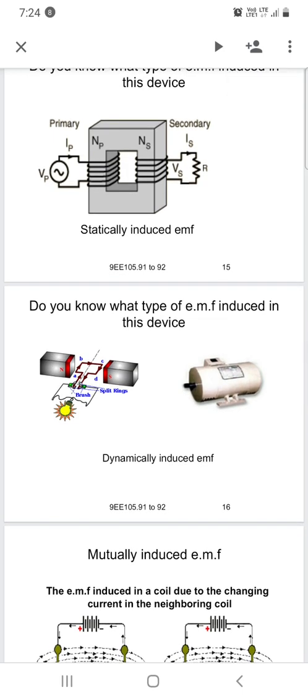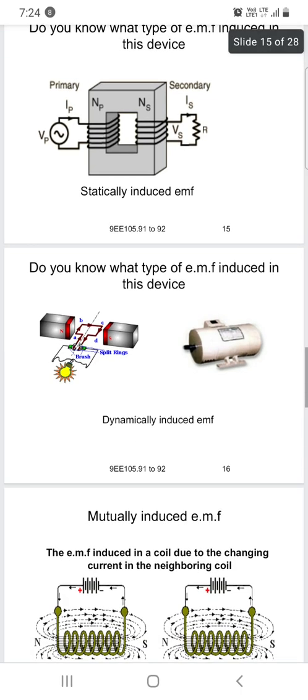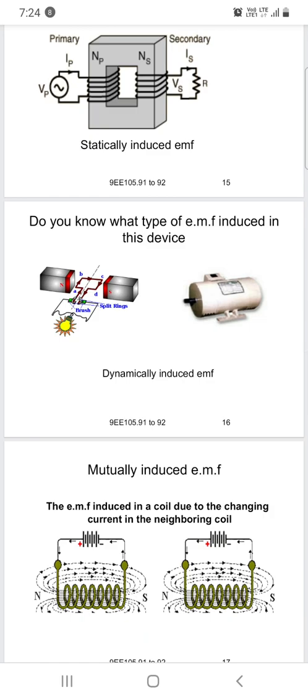Do you know the type of induced EMF in this device? This is the AC generator and DC generator. In DC generators, the conductors are moving and the field is stationary, and in AC generators the conductor is stationary and the field is moving. So this is called the AC generator and the DC generator.